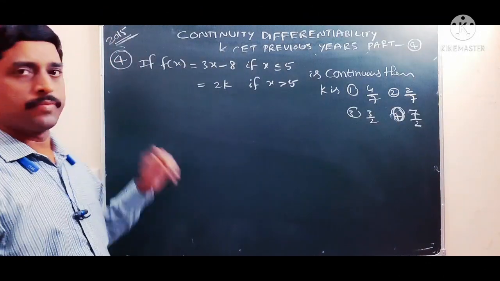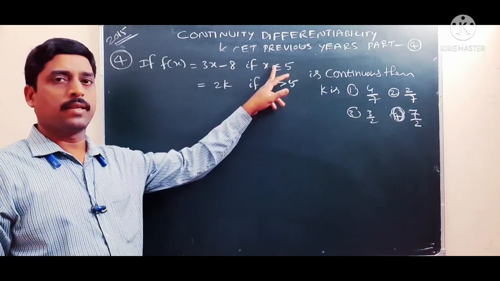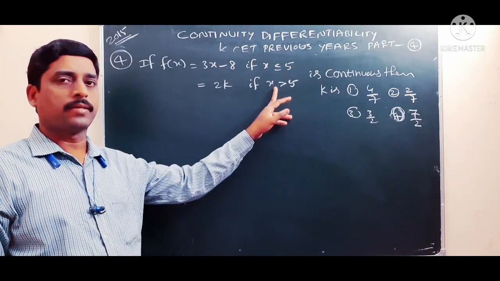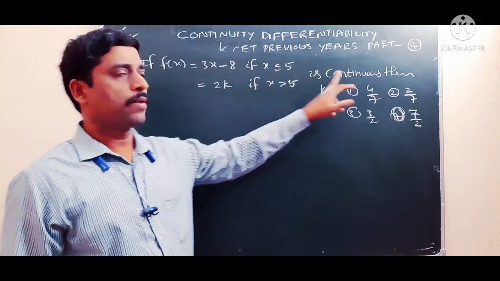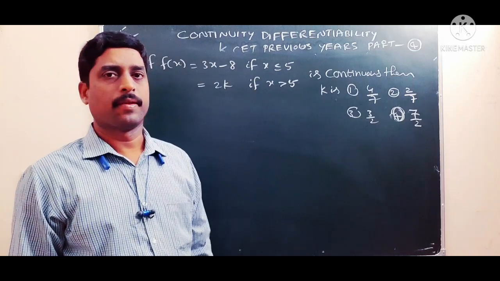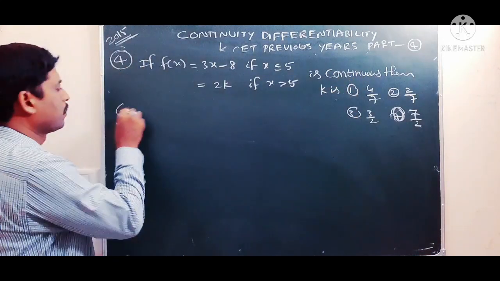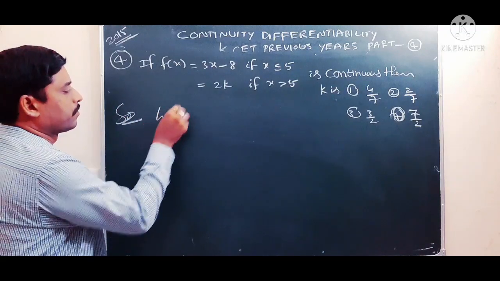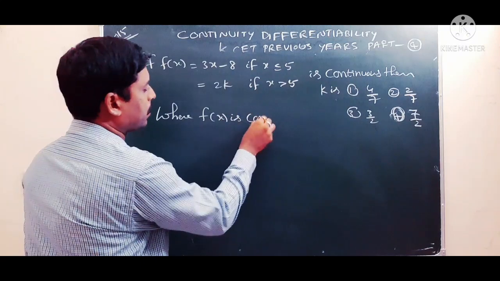This is from 2015. So f of x is equal to 3x minus 8 if x is less than or equal to 5. If x is greater than 5, f of x value is 2k given. Where f of x is continuous, then find out the k value. So what is the continuous definition? Where f of x is continuous.